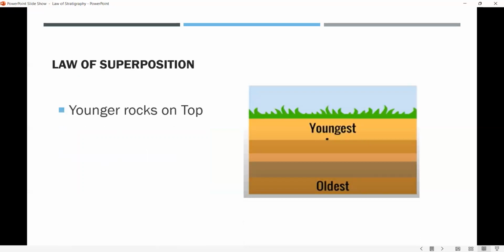A major principle of stratigraphy states that in a sequence of layers of sedimentary rocks, the oldest layer is at the base, and of course, the younger one is on the top. So this is the youngest one, because younger rocks are on the top, and we have the older rocks found on the bottom. And that is the law of superposition.